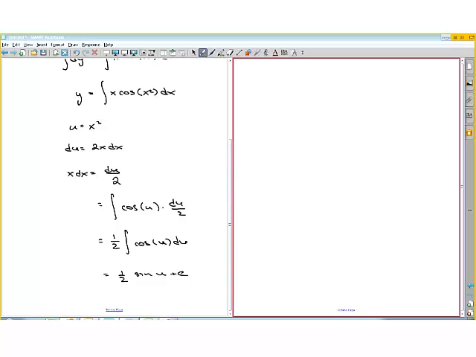So we'll have 1/2 the sine of u. Now we can substitute back in, where u is x squared, and so that is our final solution. That's the general solution to our differential equation. And I'm just checking to make sure it's correct.